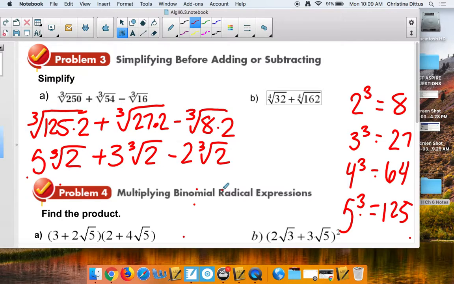Yeah, then I just simplify. My insides are all the same. My index is all the same. So now I just take care of my outside. 5 plus 3 is 8. 8 minus 2 is 6. So this all boils down to 6 cubed roots of 2.